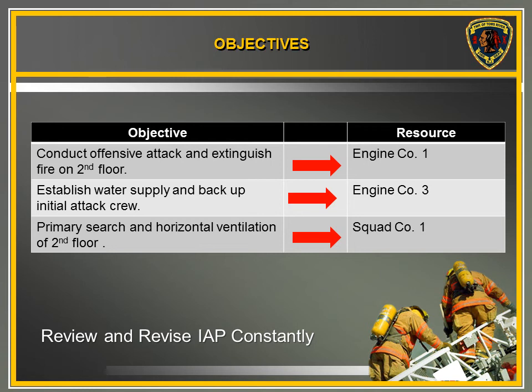His next priority is establish a water supply and then back up the first crew with a second hand line. So his next resource that's available is Engine 3, so he's going to assign that objective to Engine 3. And lastly, primary search and horizontal ventilation of the second floor is part of his incident action plan. That's his objective, and he has squad 1 to do that.